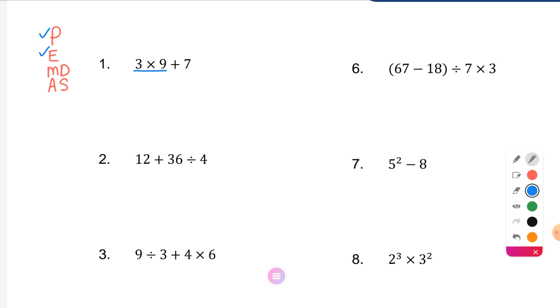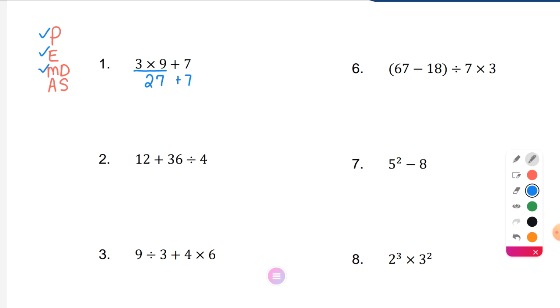Maya, what is 3 times 9? 27, and then you drop down anything you have not touched yet. So I took 3 times 9 and got 27. And notice I put my answer right under where I underlined. And then I drop down any unused problems. Is there any other multiplication or division? No. Nope, so I'm done with that.